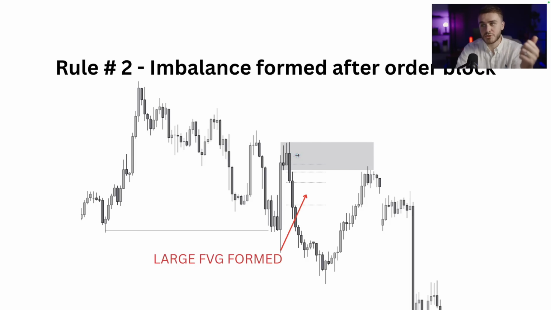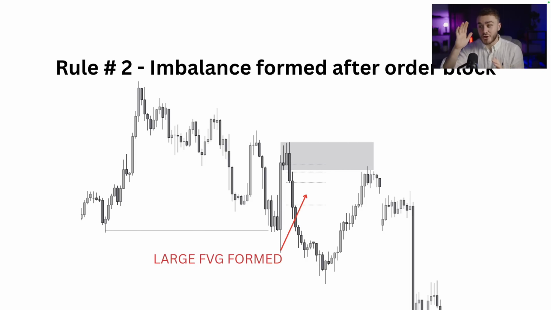Rule number 2. The imbalance formed after the order block. So what does that mean? Whenever you have a high quality order block formed, essentially what you want to look for is an imbalance or a fair value gap formed straight after. Essentially what that means is price has pushed it so aggressively that there's only sell price action. When there's only sell price action, that causes inefficiencies in the markets, also known as imbalances, also known as fair value gaps. So that's rule number 2.